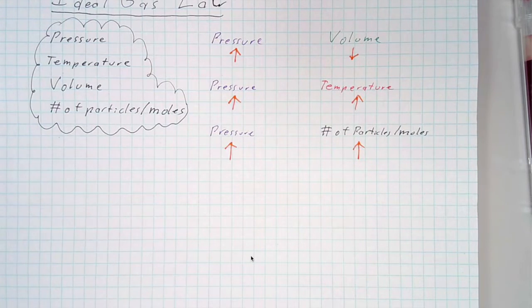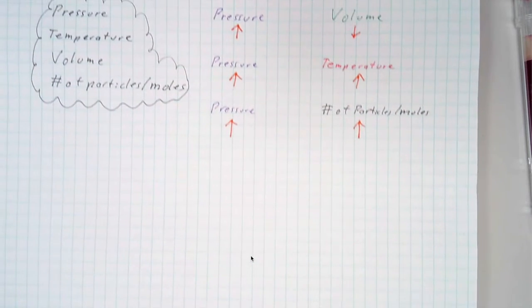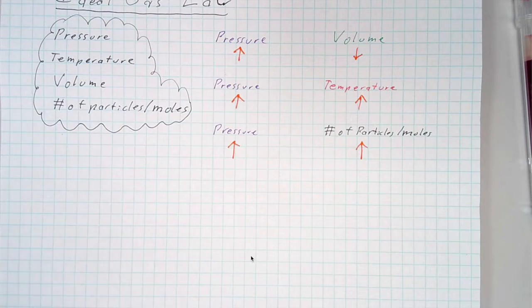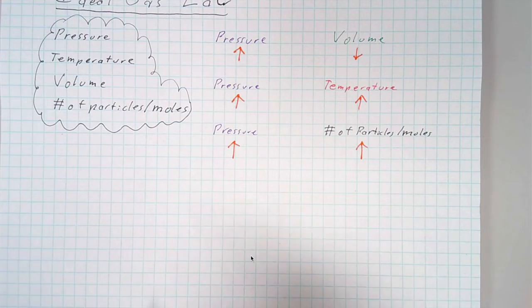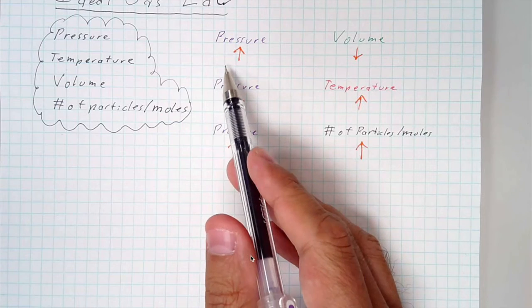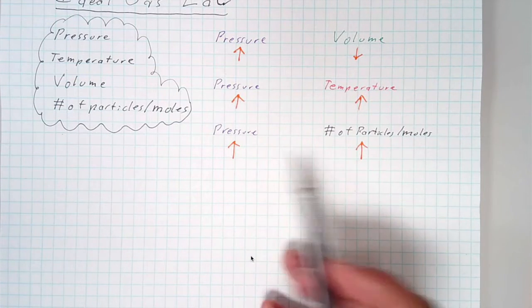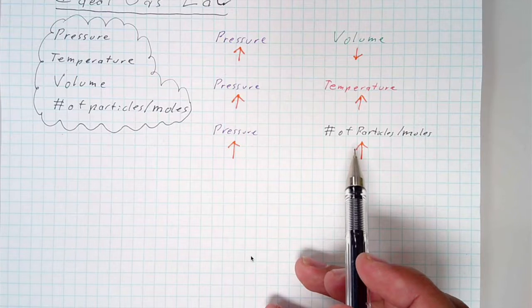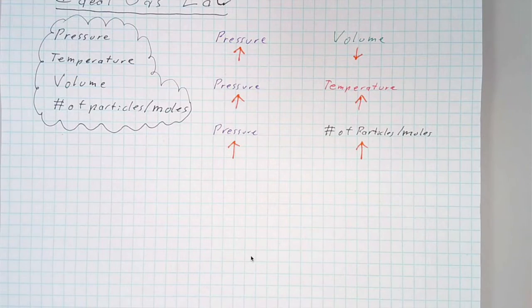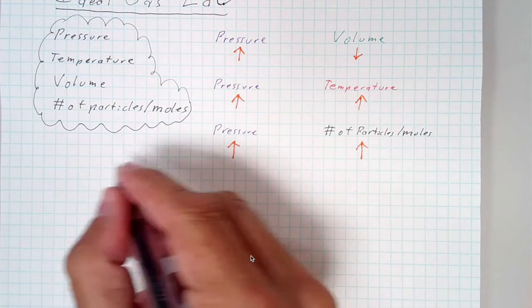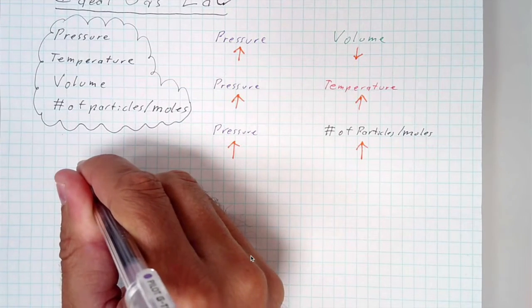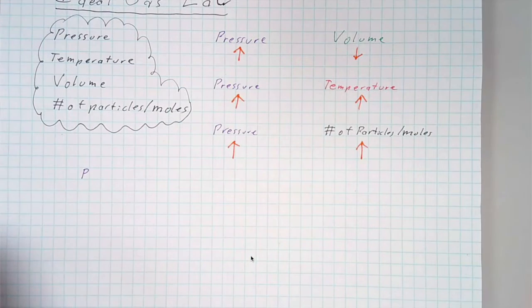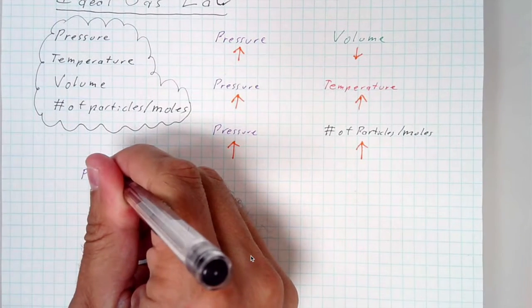All right, so let's look at an equation that we can use to put all this together. We said that pressure is proportional to temperature, and it's proportional to the number of particles in the gas, or the moles of gas. So let's say pressure, P, and then let's put an equal sign over here.